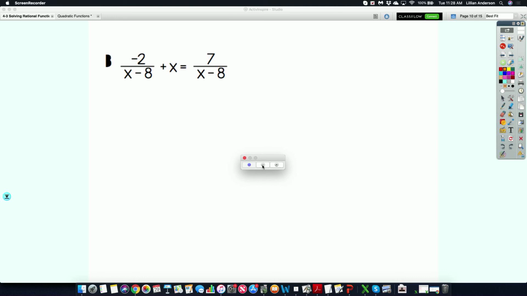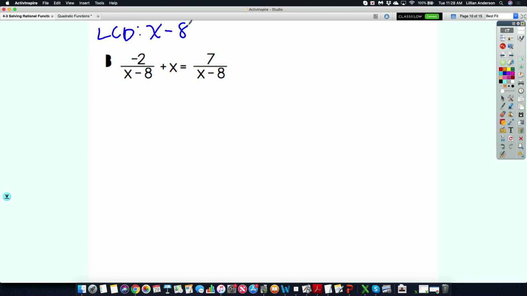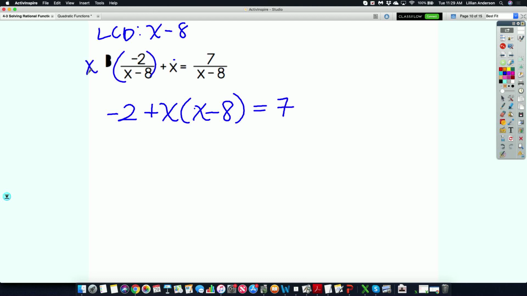This next one, it's always nice when the denominators are the same, right? What's the lowest common denominator? X minus 8. So that means I'm going to multiply every single term by x minus 8. When I multiply the first term by x minus 8, what's going to happen? Cancels out. But for the second one, it's just going to end up getting multiplied through. And then for the last right side, cancels out. So again, every single term. Those cancel, so do those.